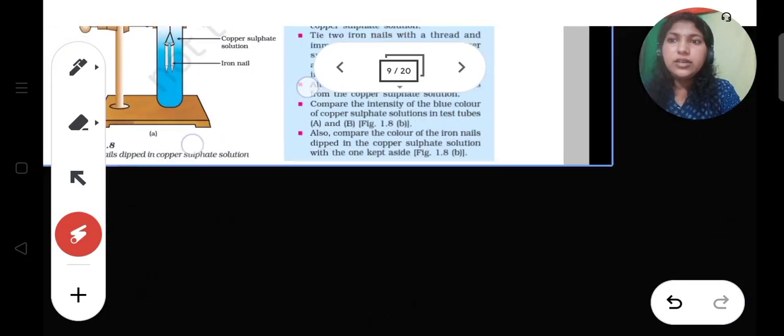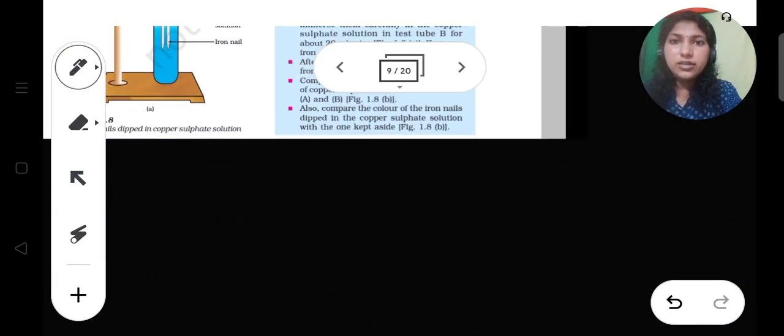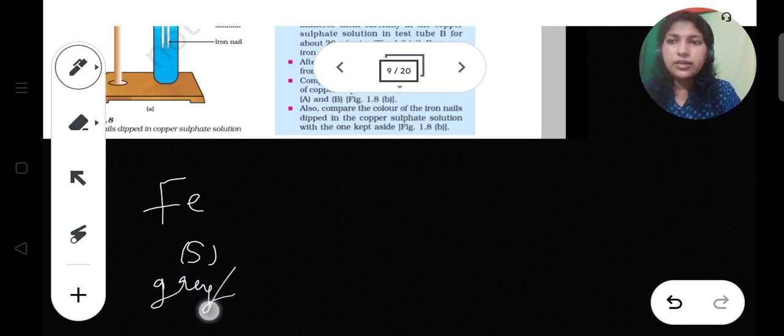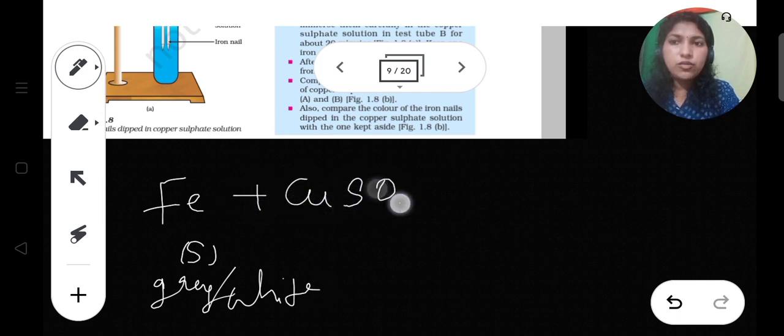The symbol of iron is Fe, capital F and small e. This is iron in solid state, gray or white in color. It reacts with copper sulfate, CuSO4. The valency of copper is 2, and sulfate also has valency 2.